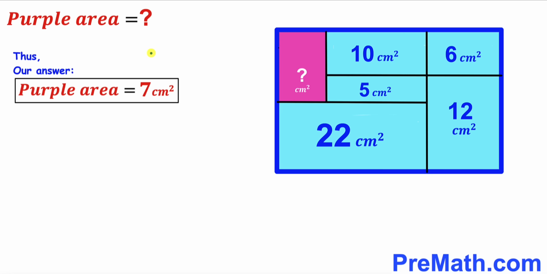So after all the calculations and manipulations, the area of the purple shaded region turns out to be 7 cm². In other words, the area of this purple shaded rectangle turns out to be 7 cm². And that's our final answer.